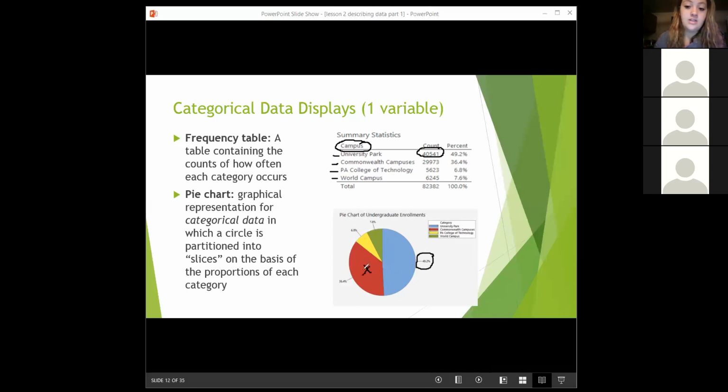We could say next is our Commonwealth campuses. And even if we didn't have these percentages, we can still look at it. Even if I were to make a pie chart and have something like this, and say these are different colors, red, green, blue. Even if I didn't have percentages, I can say red has the biggest percentage, green has the second biggest, blue has the smallest. So that's just a different way to look at a pie chart. They're good visual displays for categorical data.